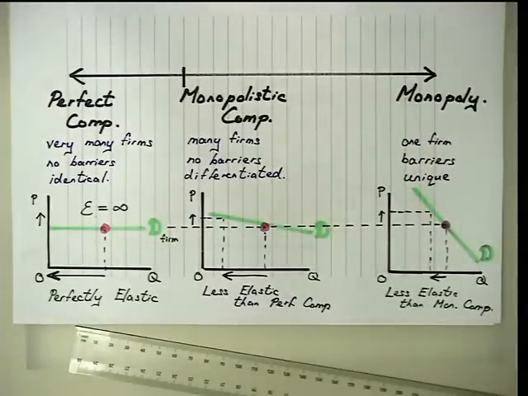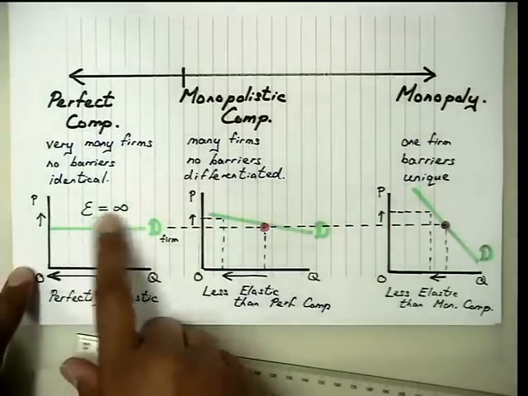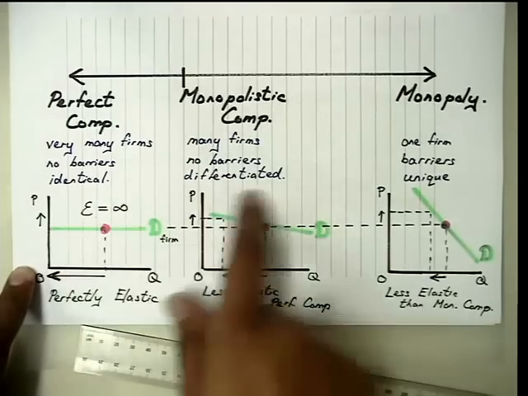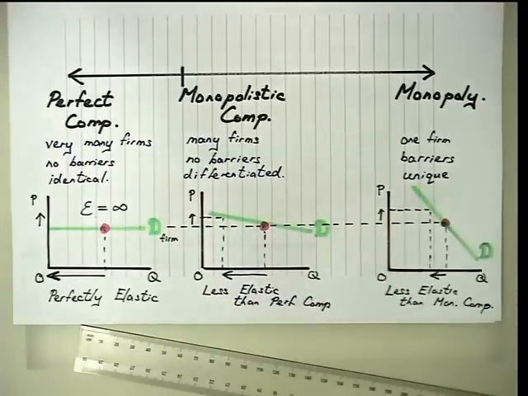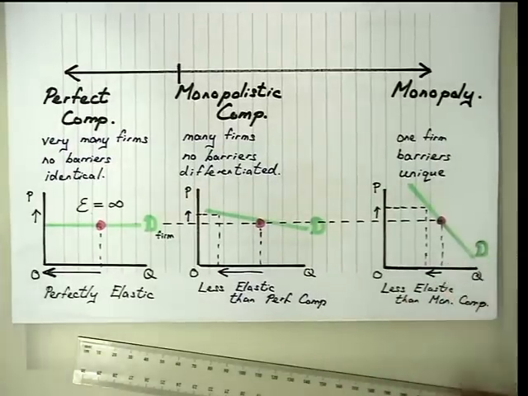Be careful that you write the word less elastic. Don't write inelastic. We're not saying demand is inelastic, we're just saying it is less elastic. There's a difference, right? Inelastic means the answer is smaller than 1. Less elastic means, have a look here please. Here elasticity is infinity, here elasticity could be 10, here elasticity could be 3. All of those numbers are elastic. So I'm saying it's less elastic. I'm not saying it is inelastic.